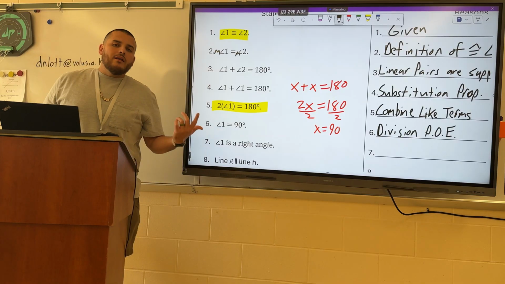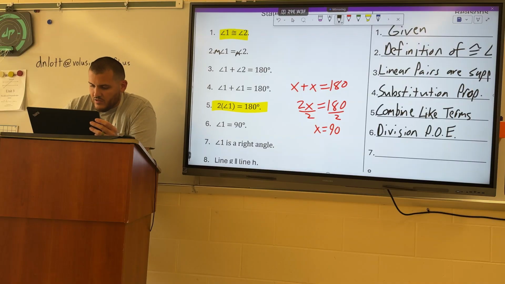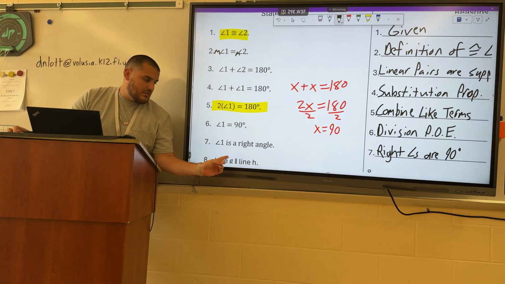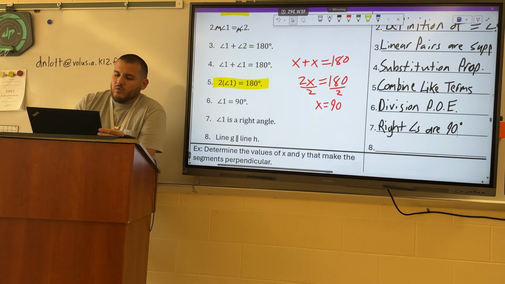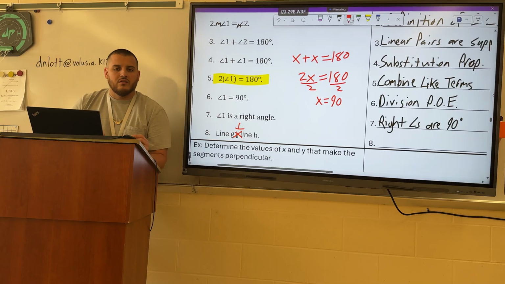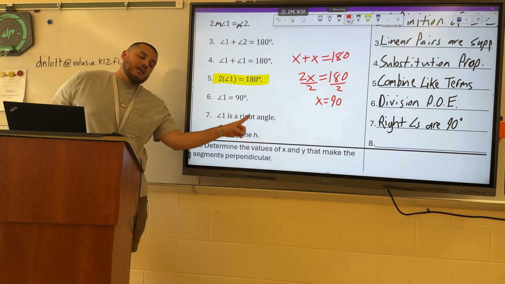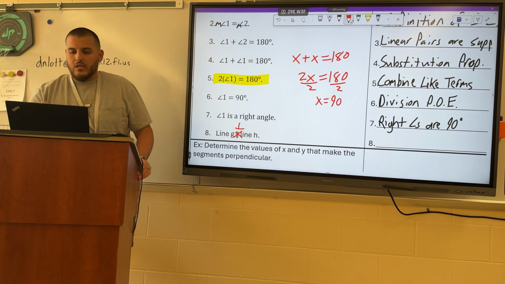Then it says angle 1 is a right angle. Well, we should know that. Right angles are 90 degrees, right? So we can literally just write that. Right angles are 90 degrees. So if I say an angle is 90 degrees, I can say it's a right angle because I know right angles are 90 degrees. And again, that's the way that we prove lines are perpendicular to each other. Again, that should be a perpendicular sign, not a parallel sign. That's my bad. Because they intersect at a right angle, I know that they are perpendicular to each other.